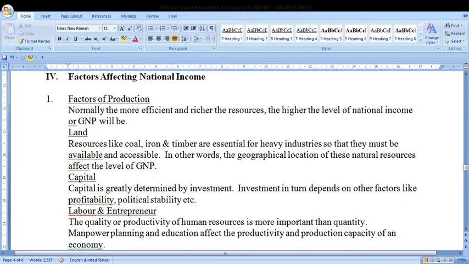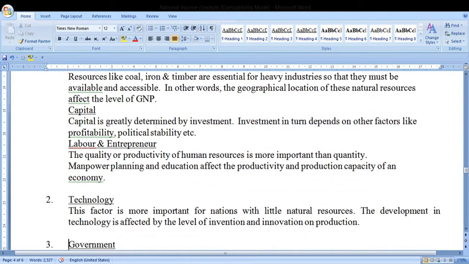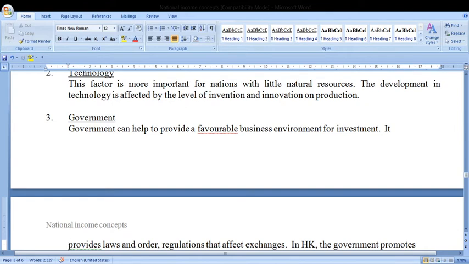Okay, labor and entrepreneur. It is going to be the human resource. The quality or productivity of human resources is more important than quantity. Manpower planning and education affect the productivity and production capacity of an economy. Next one is technology. This factor is more important for a nation with little natural resources. The development in technology is affected by the level of invention and innovation in production.